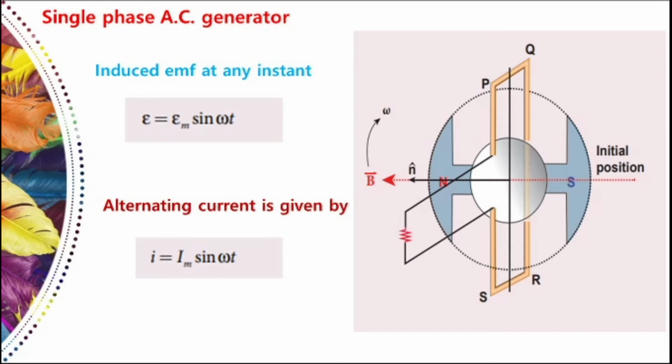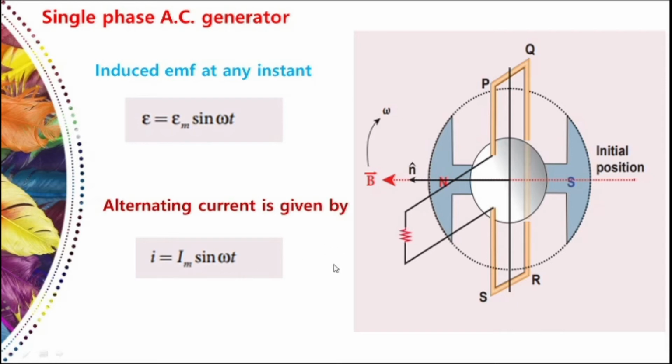Do you remember the expression for induced EMF at any instant? It is epsilon equals epsilon m sin omega t, where epsilon is the induced EMF at any instant and epsilon m is the maximum induced EMF. And here omega t represents the angular displacement made. Alternating current is given by i equals Im sin omega t. These are the 2 expressions to keep in our mind while learning the concepts of working of a single phase AC generator.